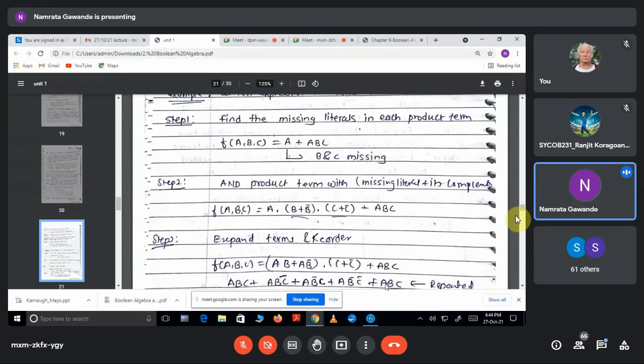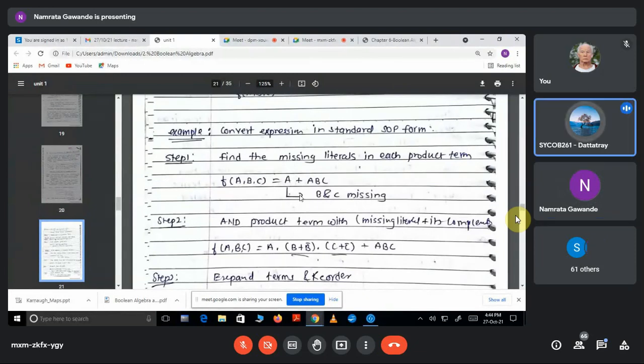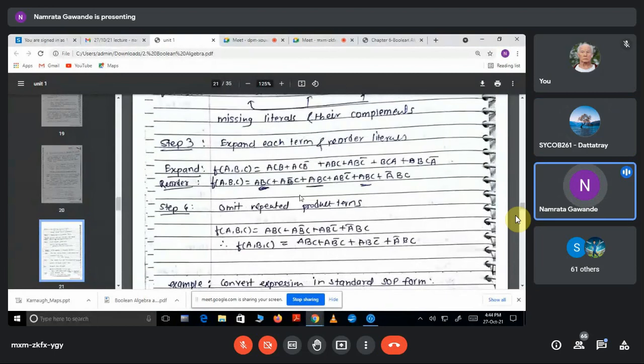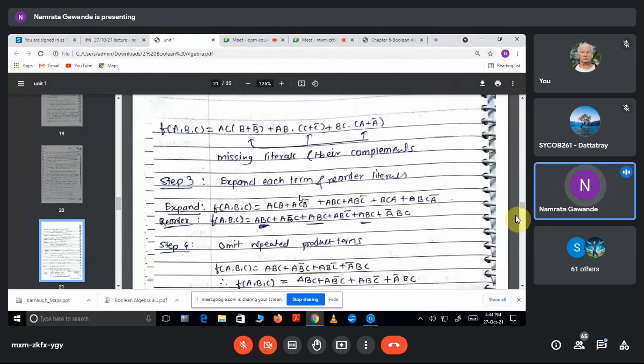Have you got it, students? Did you understand this part if two literals are missing? Yes, ma'am. Okay. So all types of examples are given in the notes. This concept I told you, you just have to go through all the examples. Fine. That is how to convert from SOP to standard SOP. These are all the steps.